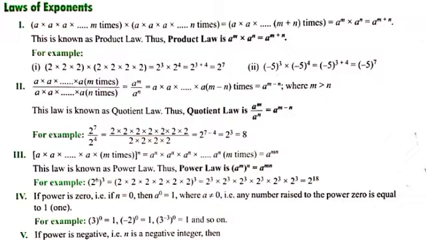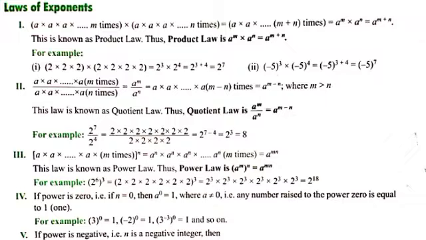So a^n × a^n × ... m times is equal to a^(m×n). This is known as the power law. Thus the power law is (a^m)^n is equal to a^(m×n), or a^mn. Here, the exponents inside and outside a bracket can be multiplied if that exponent belongs to the base inside it.